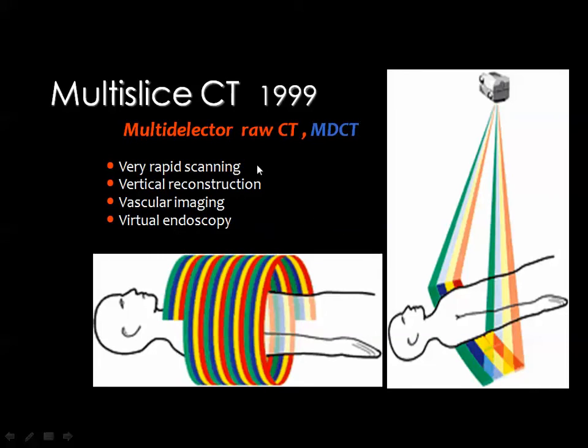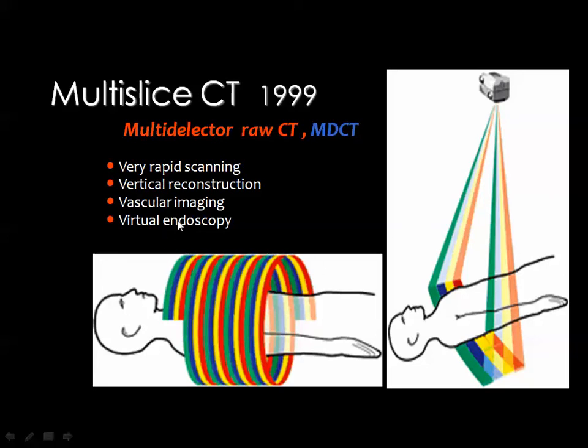Number one, very rapid scanning, no patient waiting list. Second, multiplanar reconstruction, and you can reconstruct the images in 2D and 3D. Third, vascular imaging. Nowadays, there is no need to introduce catheters inside the vessels and inject contrast material, which was called conventional angiography. We inject the contrast material in the vein and let the CT machine trace the contrast material and image any vessel in the human body, whether it is an artery or a vein.